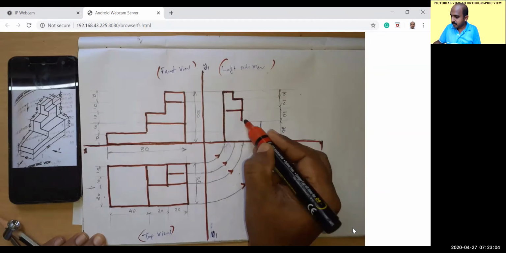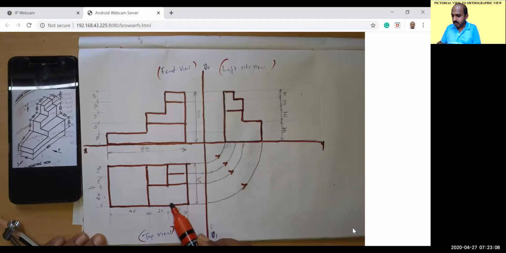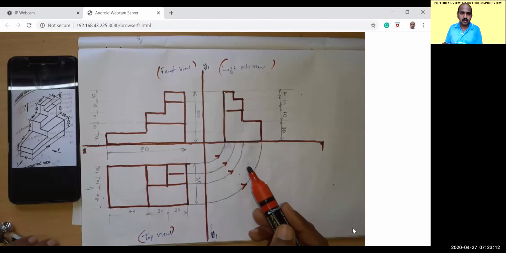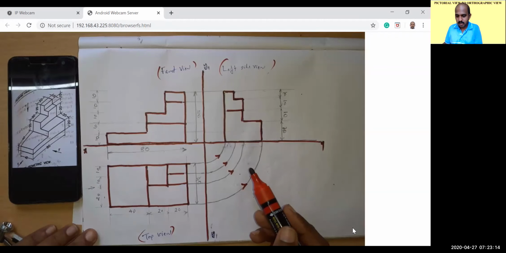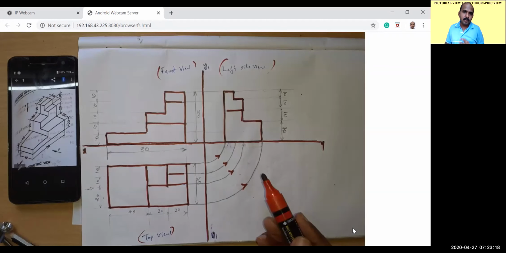Then once you complete the front view, top view, and the left side view, we can give the dimensions for all the portions. So please remember to dimension the front view, top view, and left side view, because that is also very important.